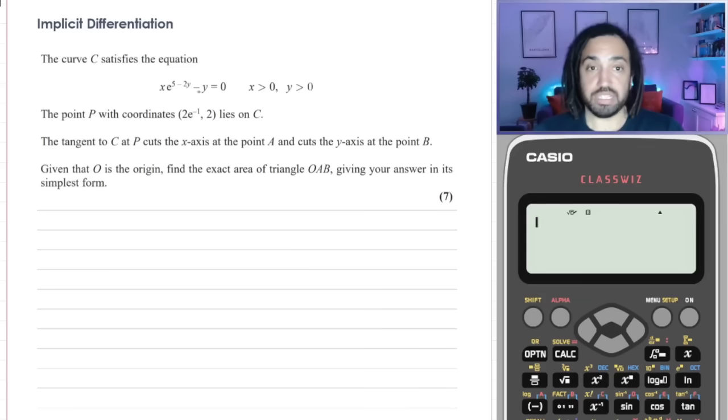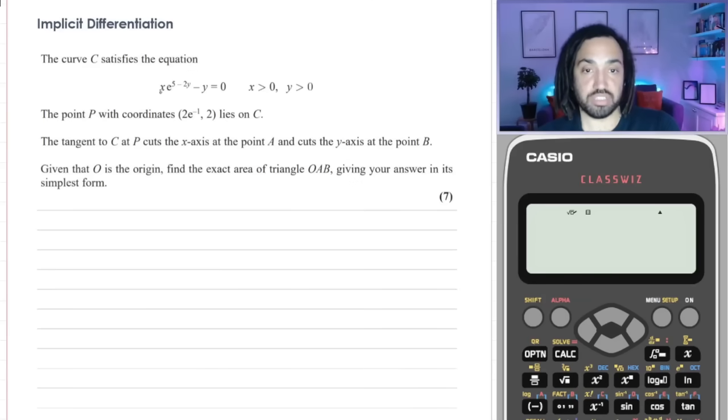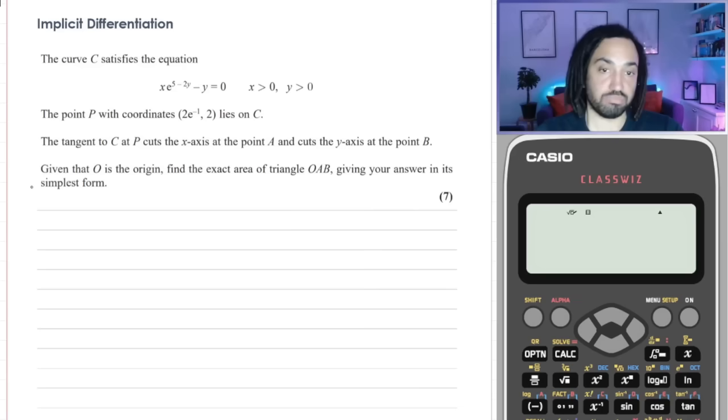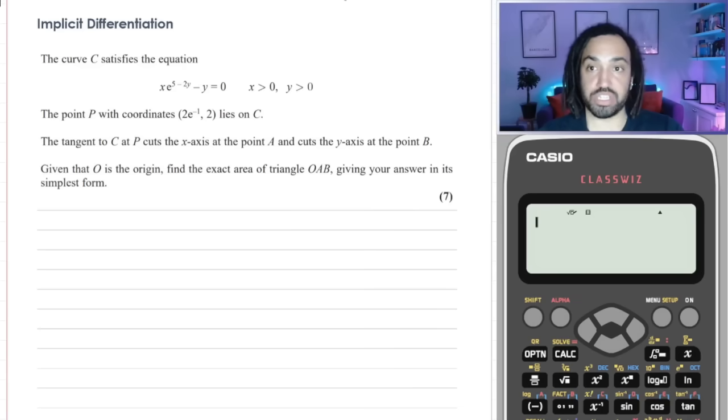Okay, implicit differentiation. The curve satisfies this equation. The point P with coordinates 2e to the minus 1, comma 2 lies on C. The tangent to C at P cuts the x-axis at the point A and cuts the y-axis at the point B. Given that O is the origin, find the exact area of the triangle OAB. Right, so first thing we need to do is differentiate.